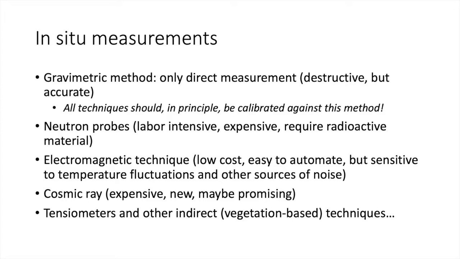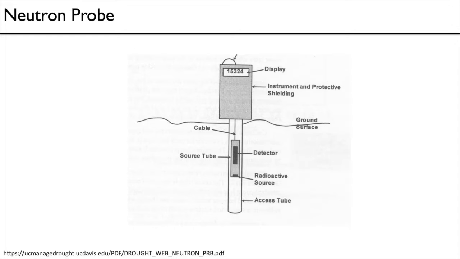There are neutron probes, which detect collisions with hydrogen atoms inside a core. Again, it's somewhat destructive. It's very expensive. It's more expensive than some of the other techniques. Labor intensive, and it requires you to work with radioactive material to detect the collisions between the hydrogen atoms and the probe itself.